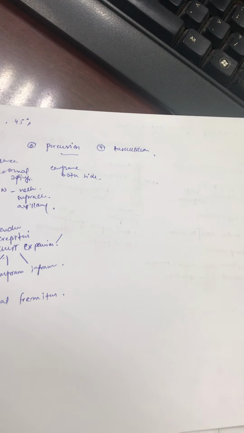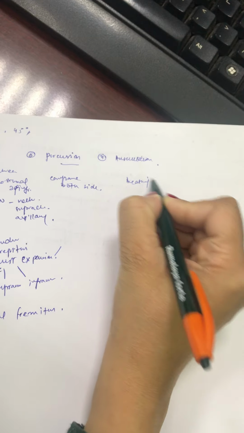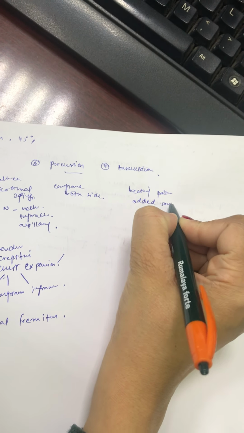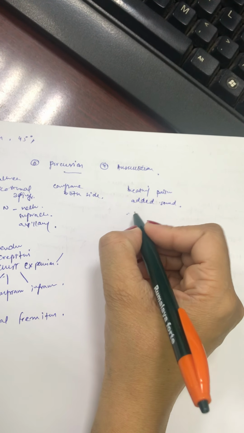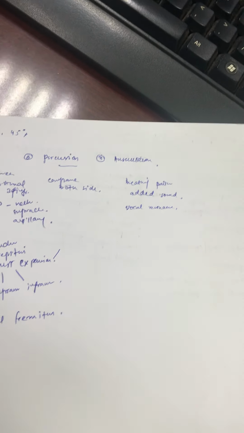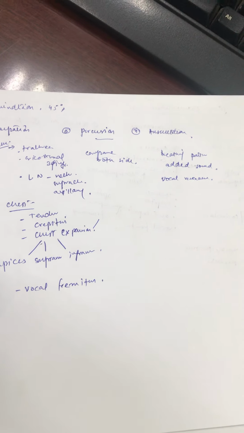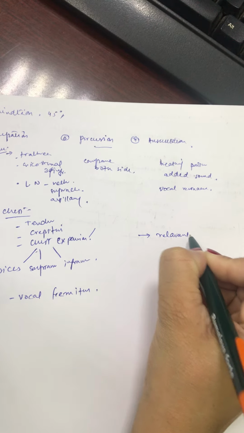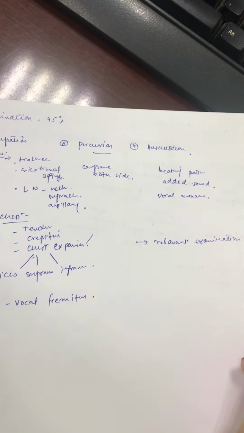So in auscultation, you will check for the breathing pattern and breathing type and any added sounds. And number 3, not the last, not the least, is the vocal resonance. You should check. So after you have done this, depending upon the findings you have, you will go on to have the relevant examination of the system, depending upon whatever findings you get.